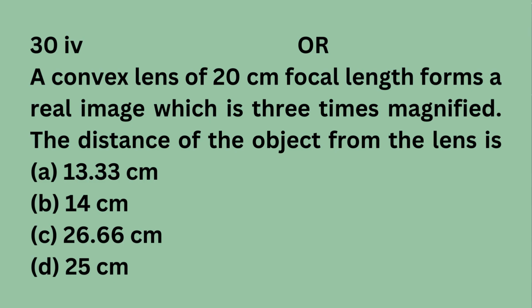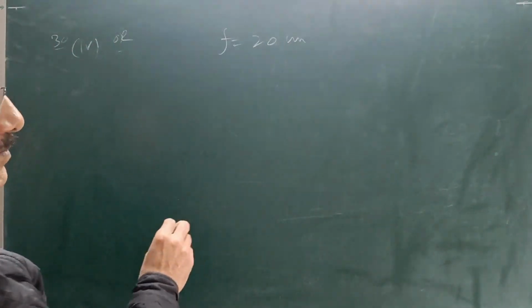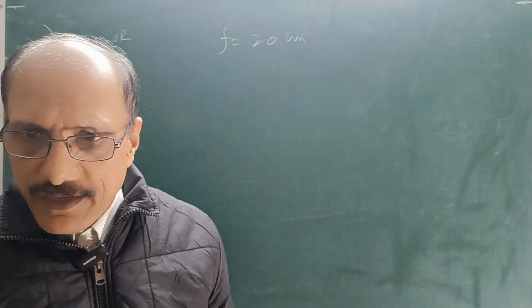Part 30, fifth part. A convex lens of 20 cm focal length forms a real image which is 3 times magnified. The distance of the object from the lens is: A, 13.33 centimeter, B, 14 centimeter, C, 26.66 centimeter, and D, 25 centimeter. Option is C, 26.66 centimeter. Here we have f equal to 20 centimeter and the image is a 3 times magnified real image.